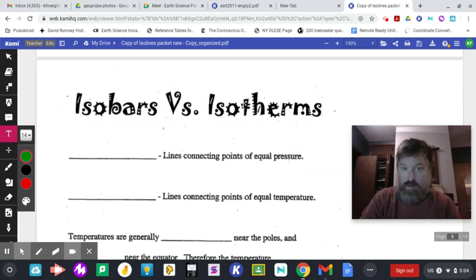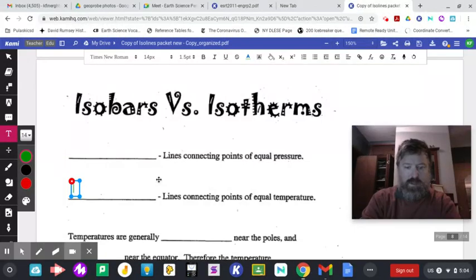If you know your prefixes and suffixes, therms should ring a bell, like a thermometer goes with temperature. So these ones, the second one down, are isotherms. For equal pressure, those are the isobars. We use a barometer. We measure in millibars.